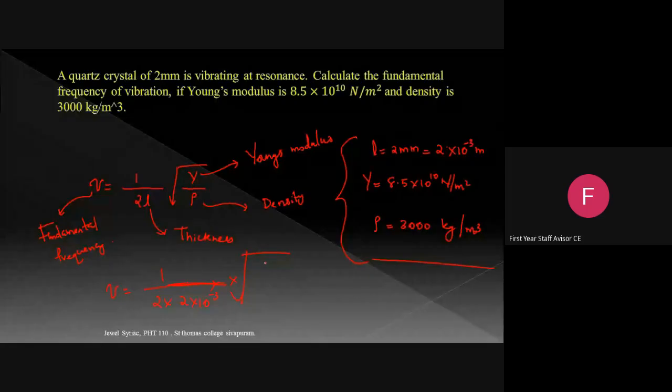Y by rho. Y is 8.5 into 10 raised to 10 divided by what is rho? 3000. What is the answer? So 1330726.6. Yes, unit is important. So just number one unit very important. Unit mark. What is the unit of frequency? That is hertz. So 133, or we can say some 1.33 into 10 raised to 6 hertz, or we can say 1.33 megahertz.